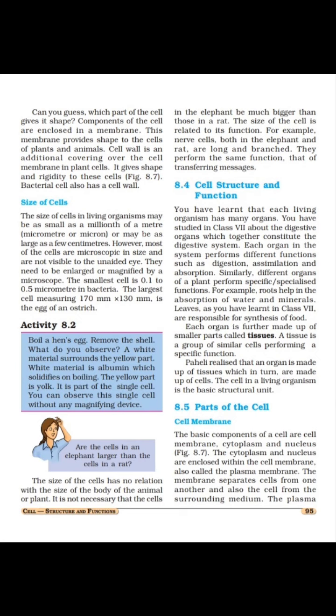Good morning students. Our chapter number 8, cell structure and functions, is going on. In the first two periods we learned about who discovered the cell, multicellular and unicellular organisms, and some examples of unicellular organisms. Then we learned about organisms that show a variety of shapes of cells, and the size of cells in different animals. Today we will see the remaining part of this chapter.